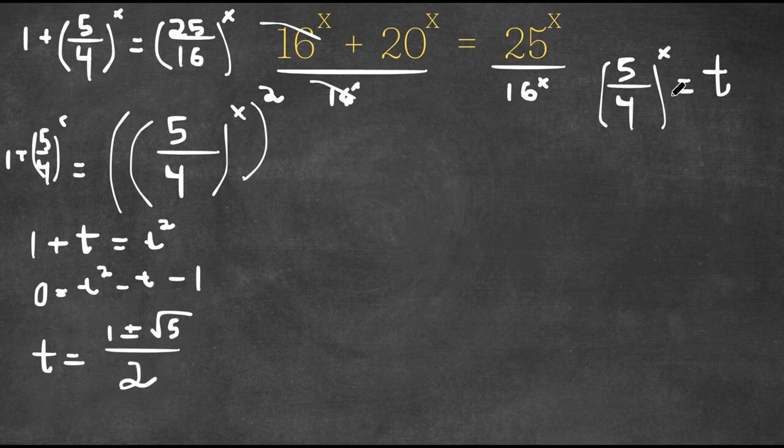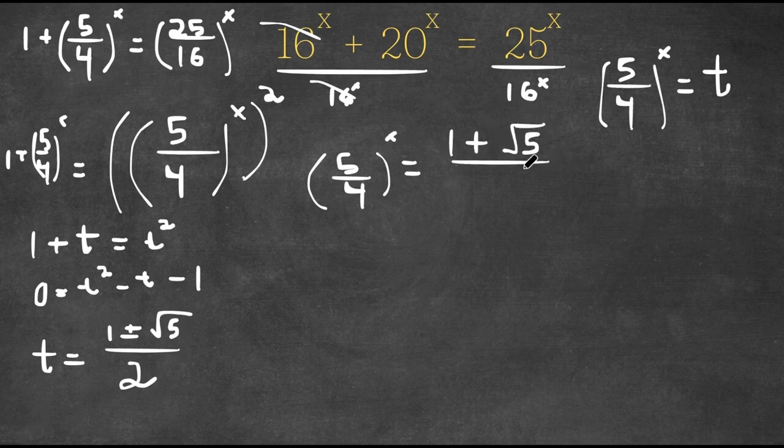So this means that we already have our value for t, 5 over 4 to the power of x. So this means that 5 over 4 to the power of x is equal to 1 plus the square root of 5 over 2 and 1 minus the square root of 5 over 2. So let's first do 1 plus the square root of 5 over 2. So we have 1 plus the square root of 5 over 2.